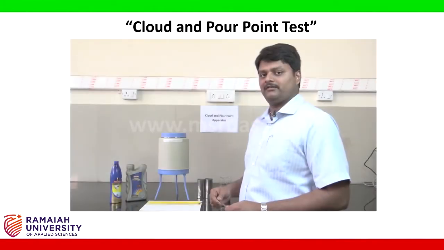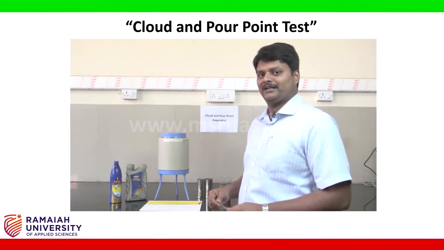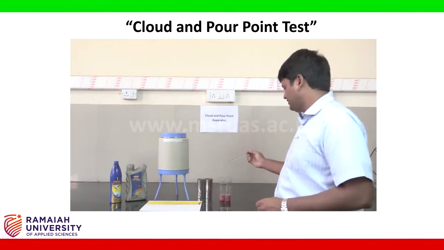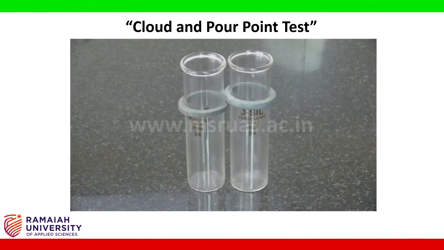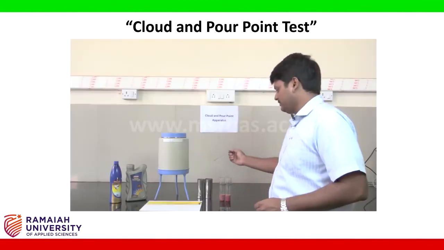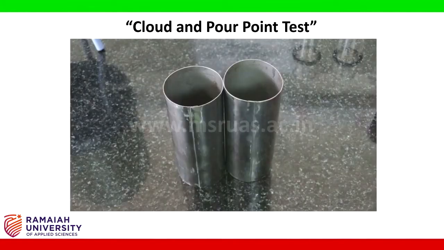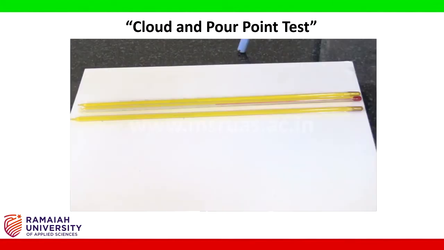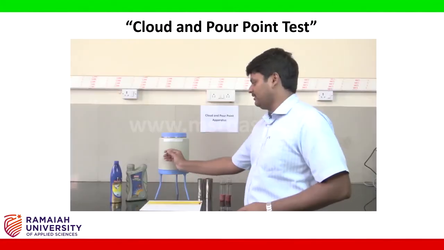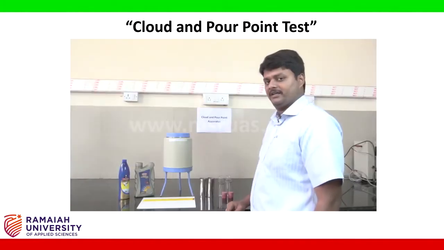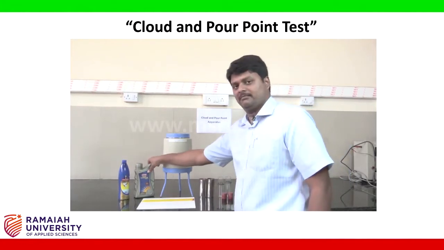Hello, today we will conduct an experiment to identify cloud and pour points of a given fluid. So we require two test tubes and corks, test tube holders, an ice bath container, 3 thermometers and 2 samples for the test. Now let us start the experiment by preparing the samples.